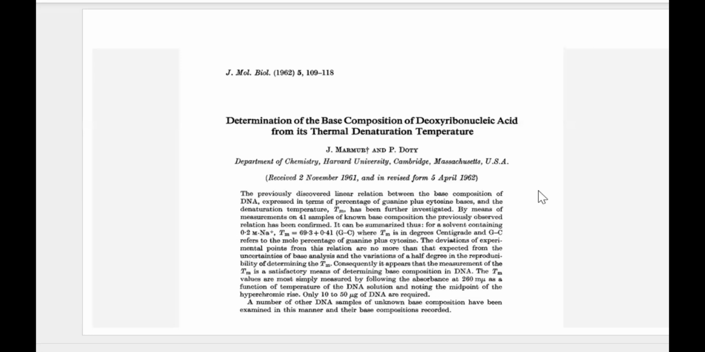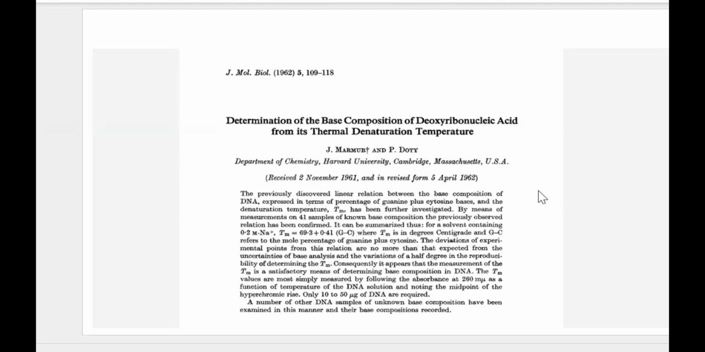So they calculated the Tm value and the G plus C content, and of course it was in tune with what was obtained by base sequencing of the DNA. What was the correlation that they used for a solvent containing 0.2 molar Na? Tm value is equal to 69.3 plus 0.41 (GC), where Tm is in degrees centigrade and GC refers to the mole percentage of guanine plus cytosine.